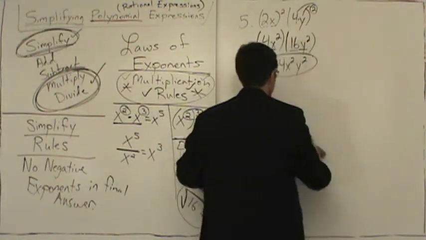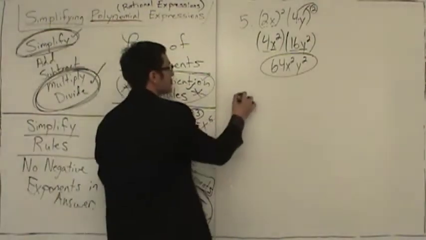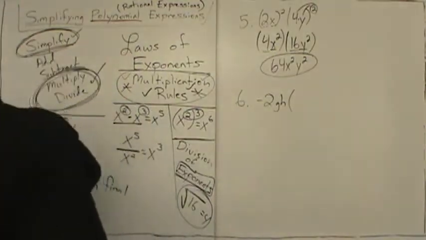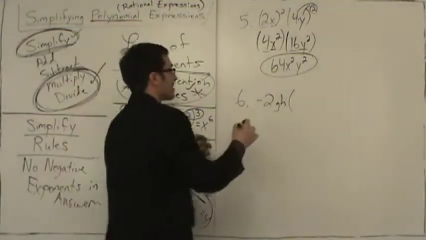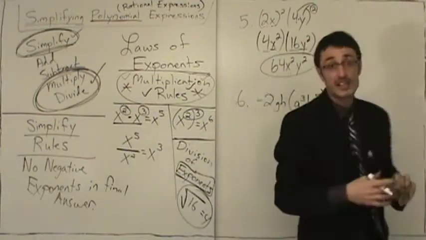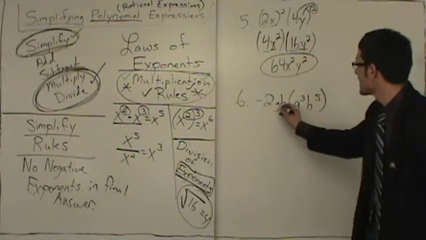Now, next problem, number 6. Number 6 is negative 2gh multiplied by g cubed h to the 5th. G to the 3rd, h to the 5th. Now, do we have any exponents on the outside of parentheses? No. Okay, so we're just simply adding exponents here.